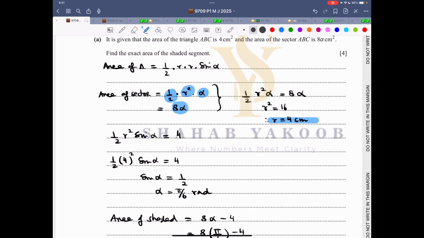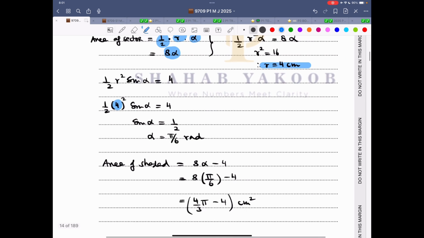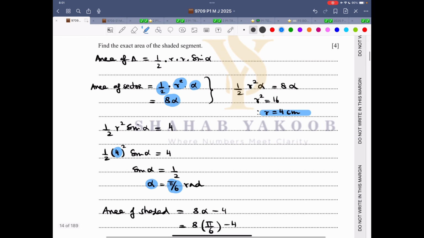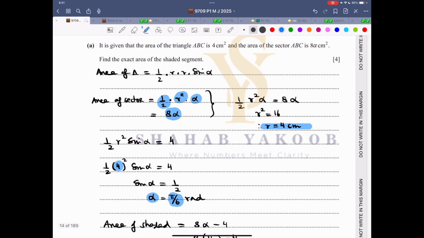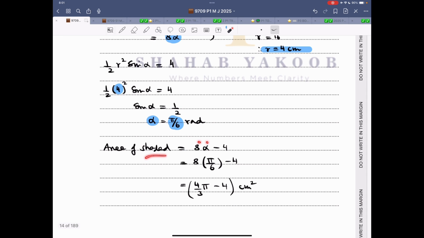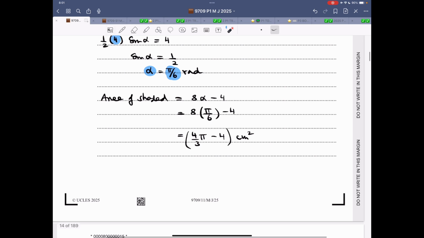Nothing special. Now when R is equal to 4, you plug that R over here. And then sine alpha is half. So alpha comes out to be pi by 6. So you have the area of a triangle given, area of sector given. First you find the radius, then you find the corresponding value of alpha. Area of shaded region is 8 alpha minus 4. All you have to do is to plug it in, and this is the exact value.